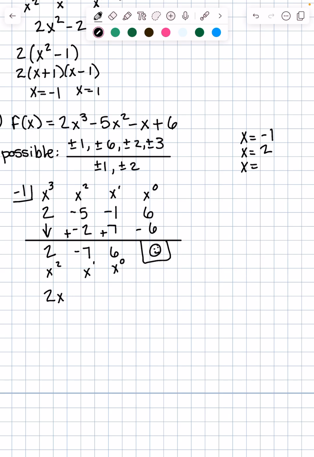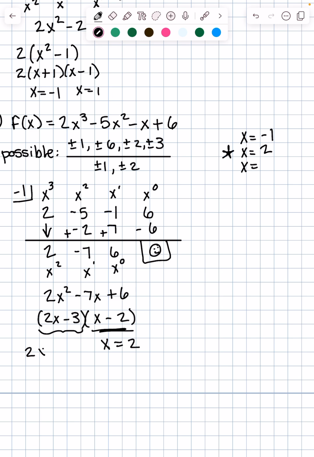So this is 2x squared minus 7x plus 6. So to factor this is a guess and check problem, starting with 2x and x. And how this would factor is 2x minus 3 and x minus 2. So this factor right here clearly tells us that x is equal to 2. That's how we got this answer up here. But then this one, we need to set equal to 0 and solve for x.